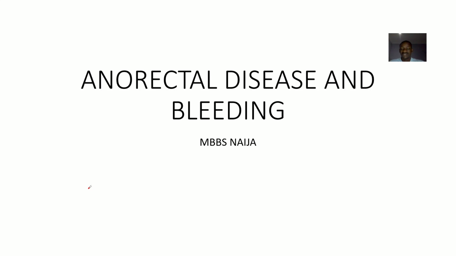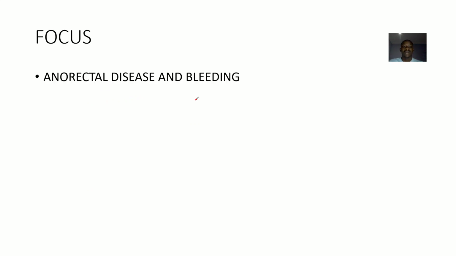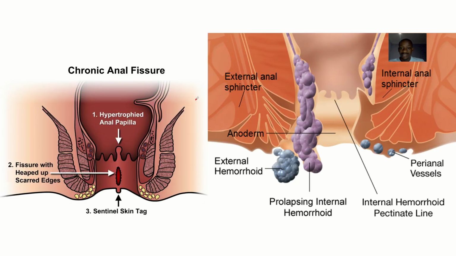We'll be talking about anorectal disease and bleeding. Basically, anorectal disease is any disease condition around the anus or the rectum. The anus and the rectum are collectively called anorectal. These disease conditions could cause bleeding in stool, which is known as hematochezia. So anorectal disease and bleeding is what we'll be discussing.